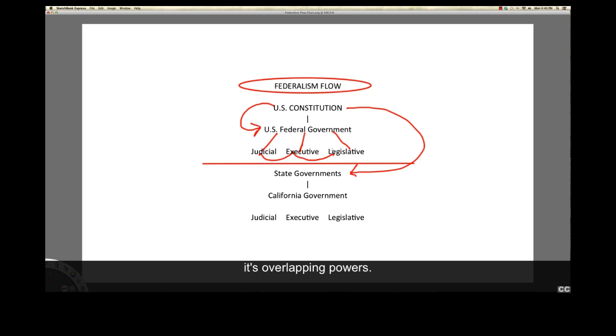It's overlapping powers. Now at the state level, we also have our 3 branches of government. And those 3 branches of government are separated based on the separation of powers doctrine at the state level. And of course, they have overlapping powers as well in that sense. This line in the middle is federalism. And the Constitution requires that there is a division of power between the U.S. federal government, okay, and the state governments. That doesn't mean that necessarily state governments are always inferior.